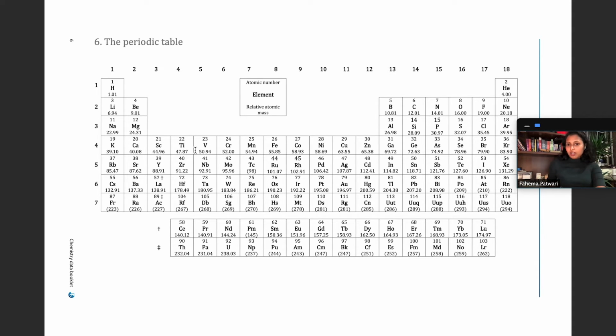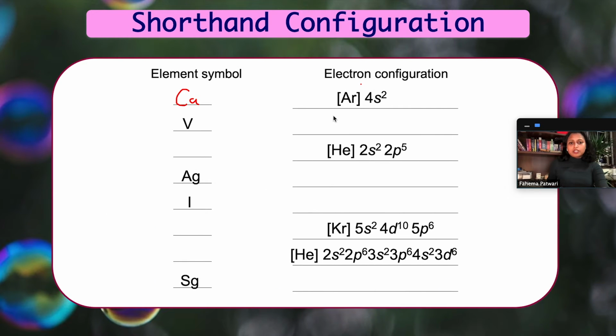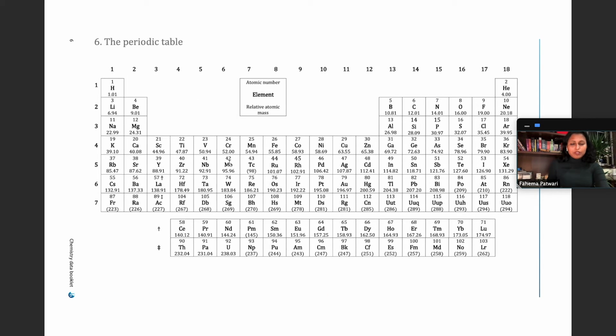So vanadium, right? It's in the fourth period. So we just go up to 3 and go all the way over and we see that's argon, right? So we're going to write Ar. And after argon, to get to vanadium, we have to go through 4s2 and then 3d, 1, 2, 3. So 4s2, 3d3.